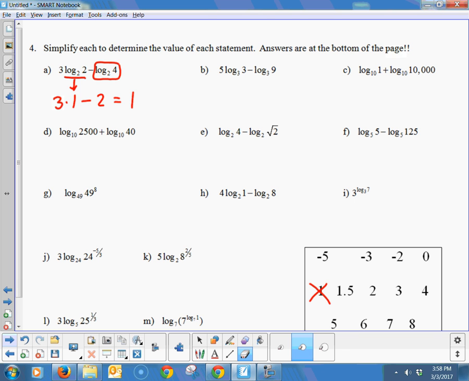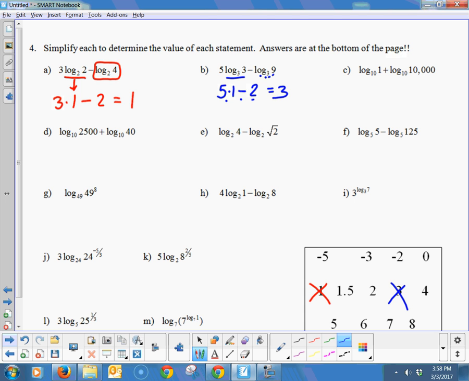So taking a look at this guy. Log base 3 of 3 is 1. Multiplying it by the number 5. Minus log base 3 of 9 is 2. 5 minus 2 is 3. So let's put that out.